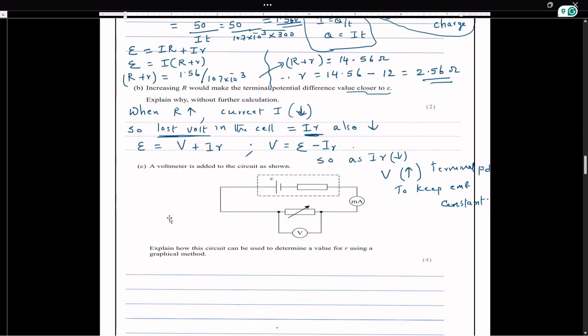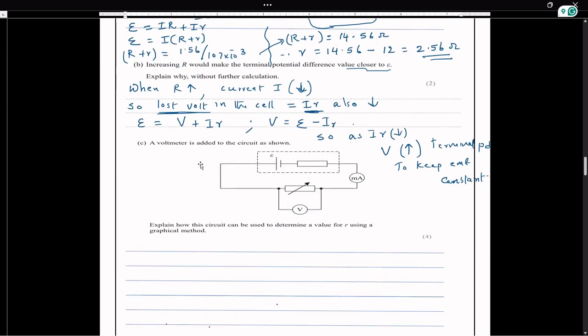Now the next part of the question is, an ammeter is added to the circuit. So there is an ammeter. Explain how the circuit can be used to determine the value for R using a graphical method. So here a variable resistor is used. And again it says using a graphical method.